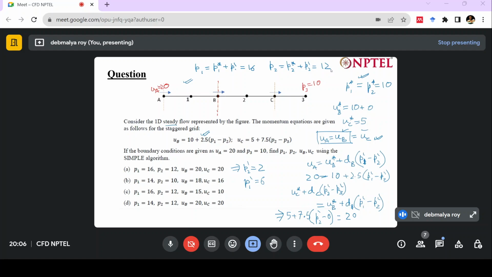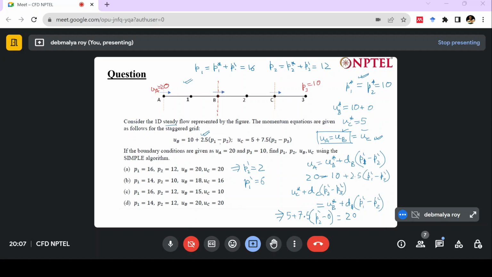So this is the first equation, and now we can do one thing. We can try to see whether this satisfies our continuity equation or not. So what is our UB that we have found out? If I put it here, P1 dash, P2 dash is there. We put it and we will find that UB is 20.